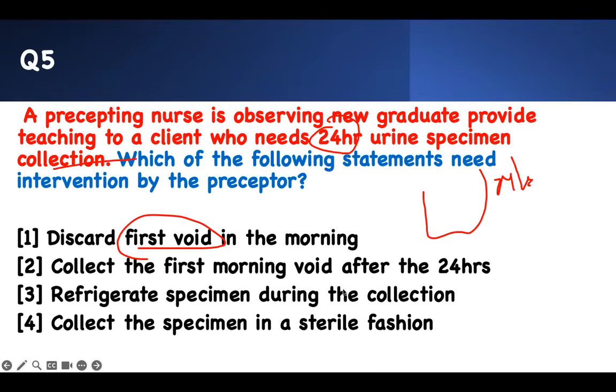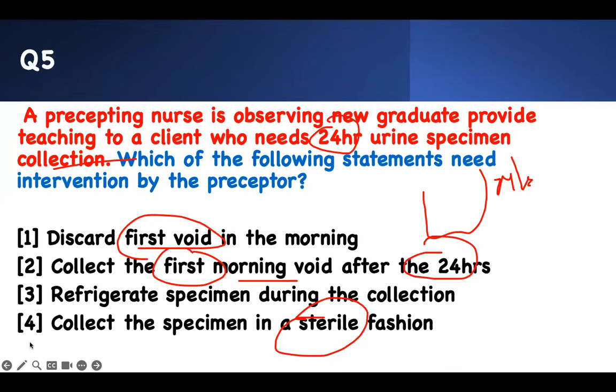Then you collect for 24 hours, and the first void of the following morning. Okay, so both of them are all good. Refrigerate specimen during the collection. Yeah, keep them in the cold position. And collect the specimen in a sterile fashion. It's not supposed to be sterile. So this one needs further teaching.